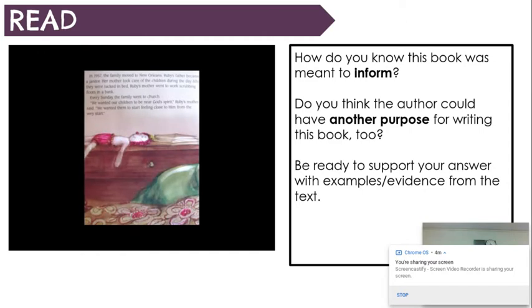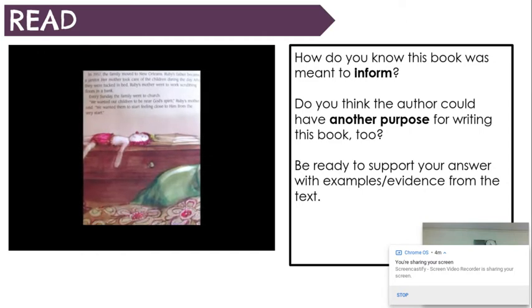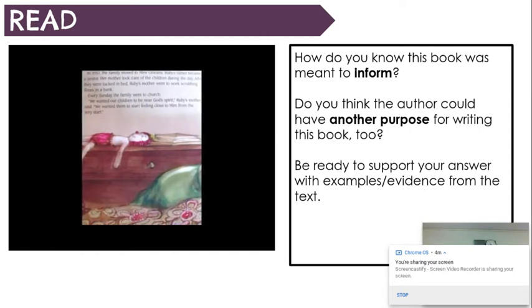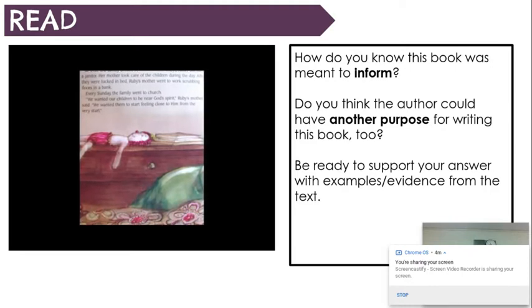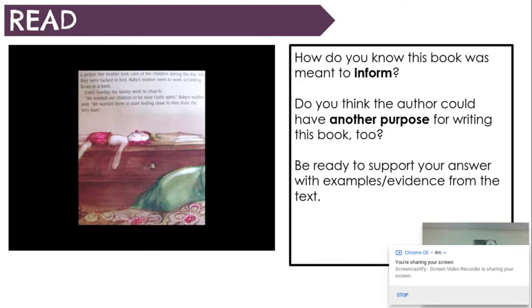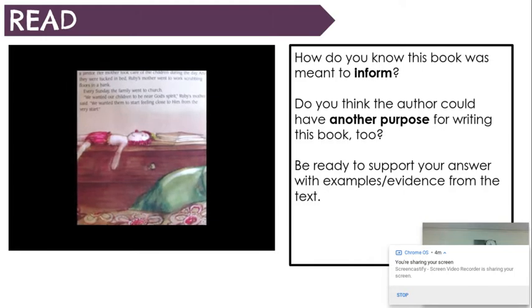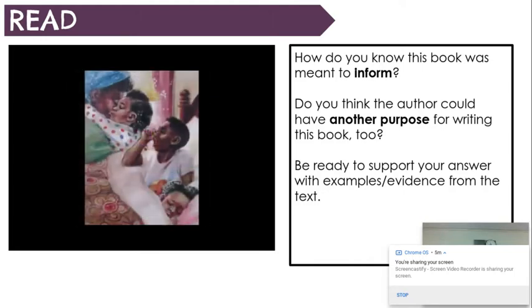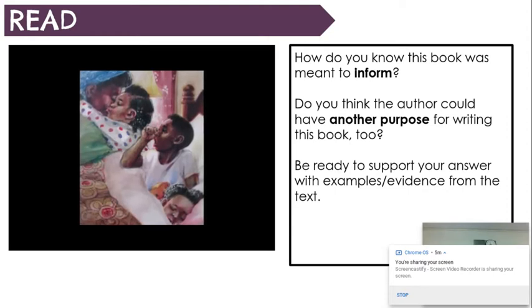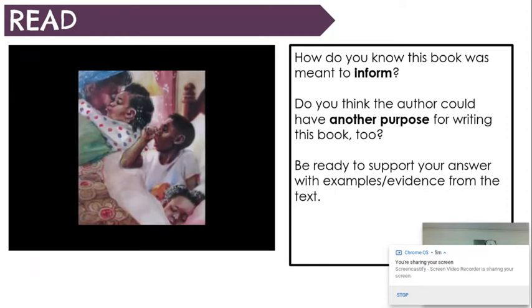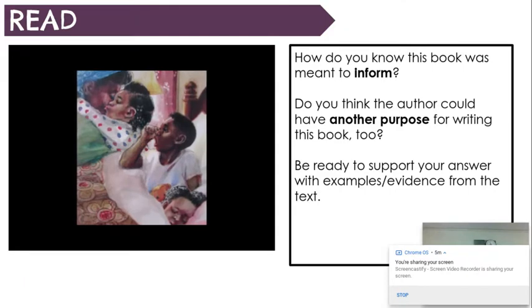In 1957, the family moved to New Orleans. Ruby's father became a janitor. Her mother took care of the children during the day. After they were tucked in bed, Ruby's mother went to work scrubbing the floors in a bank. Every Sunday, the family went to church. We wanted our children to be near God's Spirit, Ruby's mother said. We wanted them to start feeling close to Him from the very start.